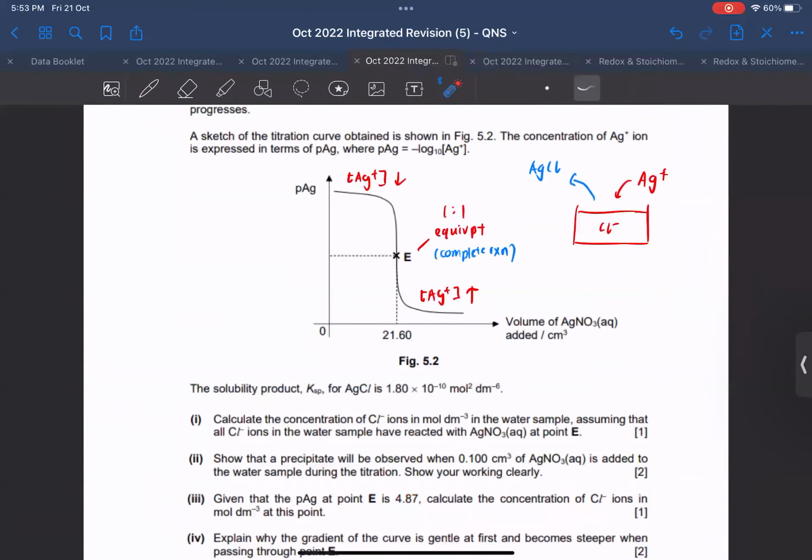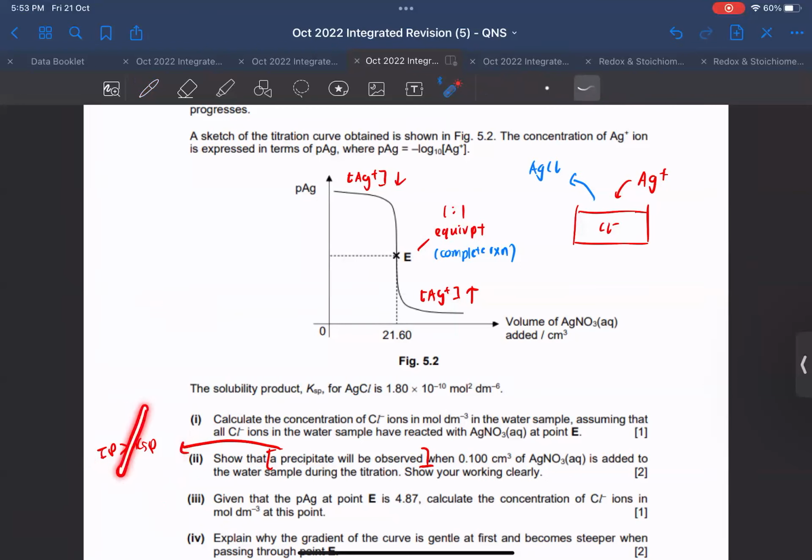Let's look at the second part. Now, the second part is yet again a show question. Show that a precipitate will be observed. What does it mean when you want a precipitate to be observed? How do we show that? You want to show that the IP has to exceed the Ksp value. That's what it means by a precipitate being observed. So we have to somehow prove that the IP is more than Ksp.